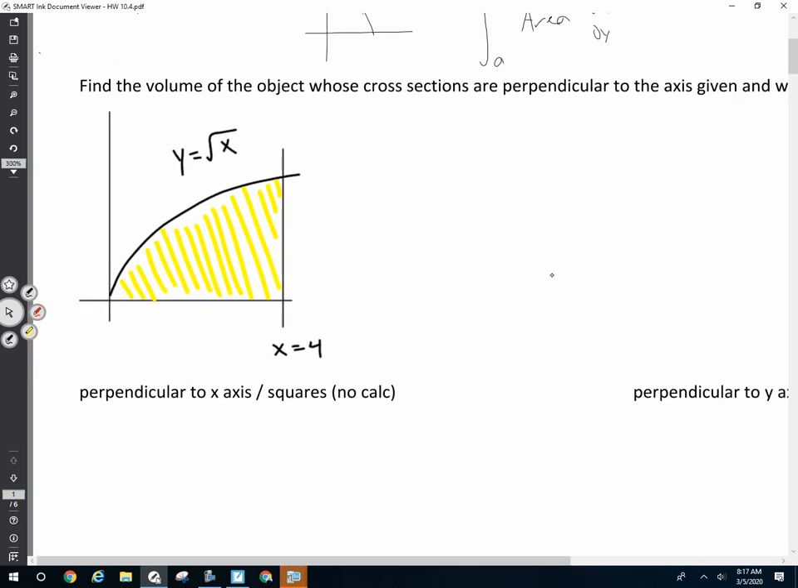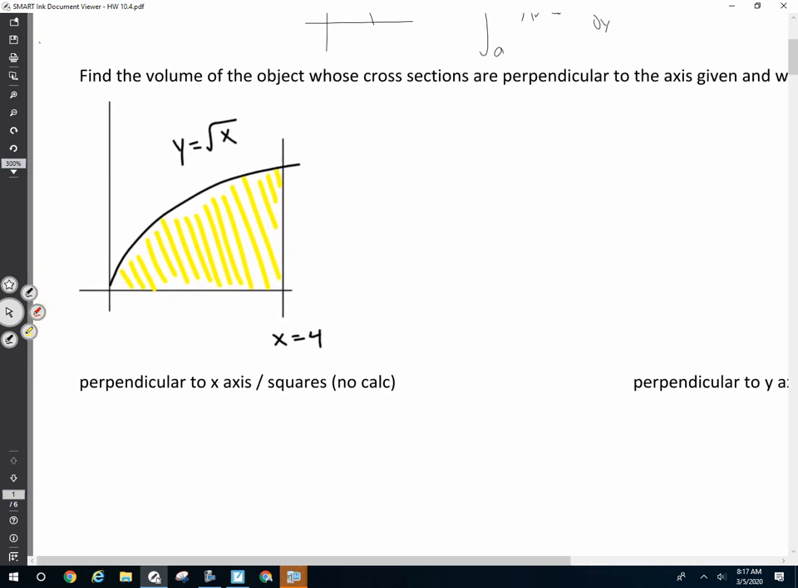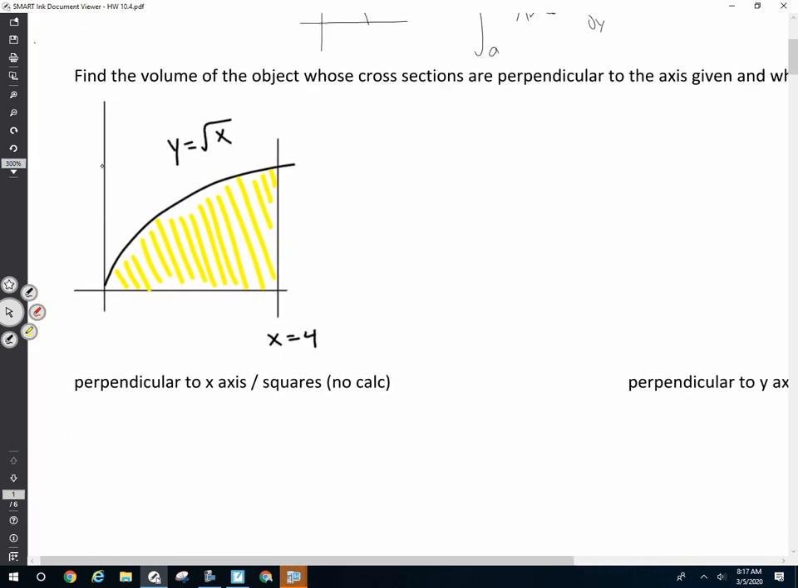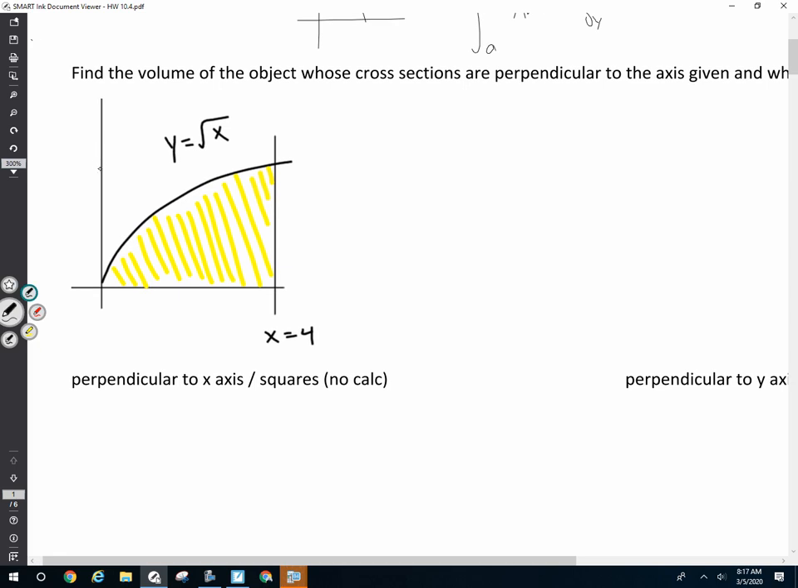Okay, so here is a region. We got x equals 4, we got y equals root x. I assume that I'm going to be using this value here, which is where they intersect, is at 2. And we're trying to find the volume of objects whose cross sections are perpendicular to the x-axis and are squares. So, like, perpendicular to the x-axis, that looks like this. Here's perpendicular to the x-axis, and I'm plopping squares down.